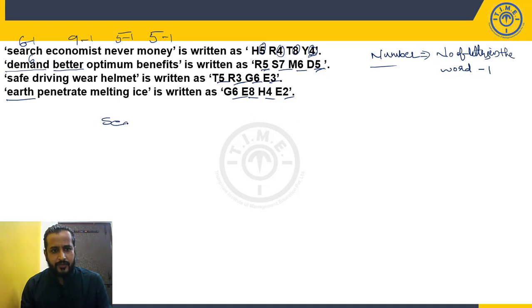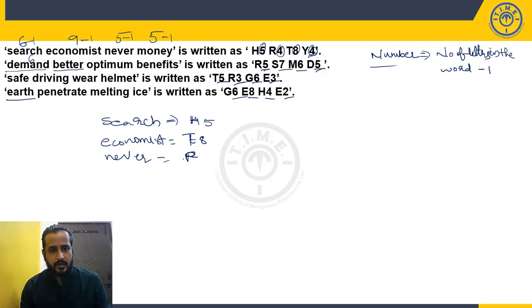But we need to identify the logic in the letters also, right? Search. What is the code for search? H5. What is the code for economist? T8. Okay. What is the code for never? R4. What is the remaining? Money. What is the code for money? Y4. Look at here. How is this letter obtained from the given word?